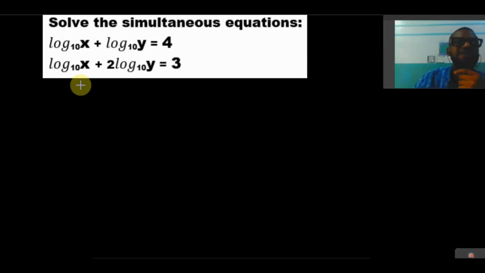Today we'll be looking at mathematics and the topic is logarithm that has to do with simultaneous equations. Okay, let's dive into the questions.